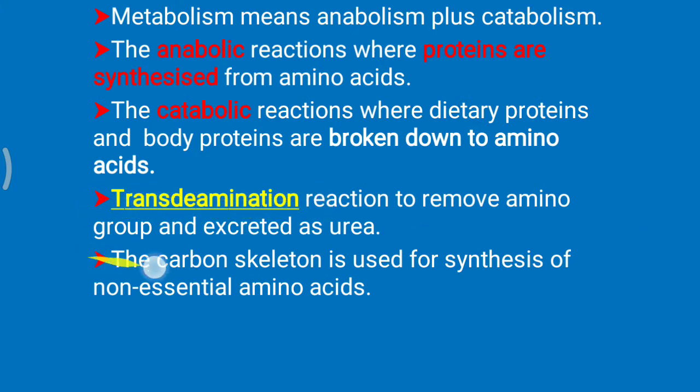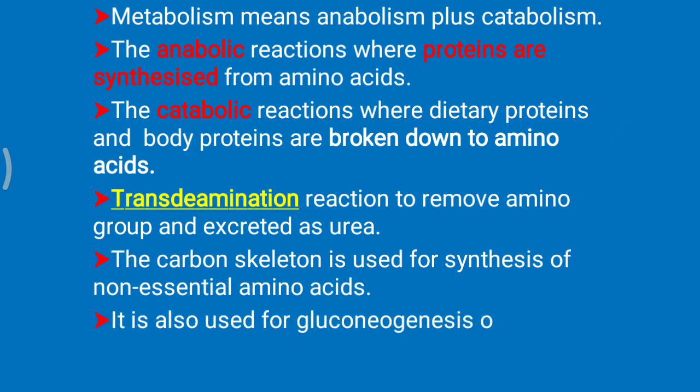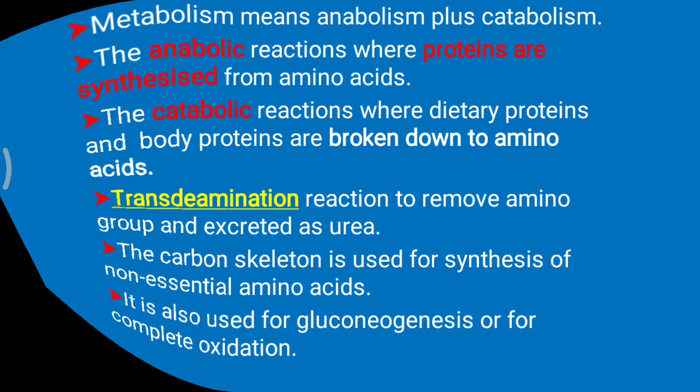The carbon skeleton is also used for the synthesis of the non-essential amino acids. So this reaction also has some biological importance, which we will also look at in this video. It is also used for gluconeogenesis and for the complete oxidation to provide energy. So that is included in this metabolism of protein in relation to the ammonia formation.